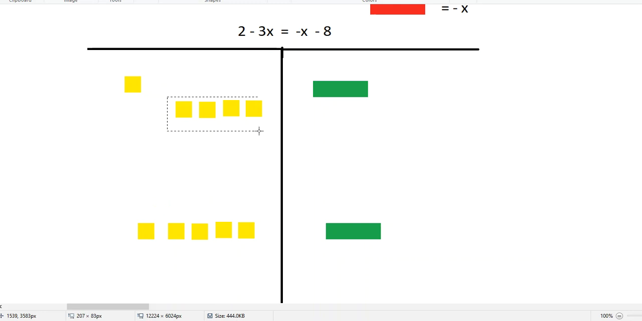of yellow units. Okay, so 1, 2, 3, 4, 5, 1, 2, 3, 4, 5, and we can see that x is equal to 5. You can plug that in if you want. 5 times negative 3 is minus 15. Negative 5 minus 8 is negative 13. Yeah, it seems to work.